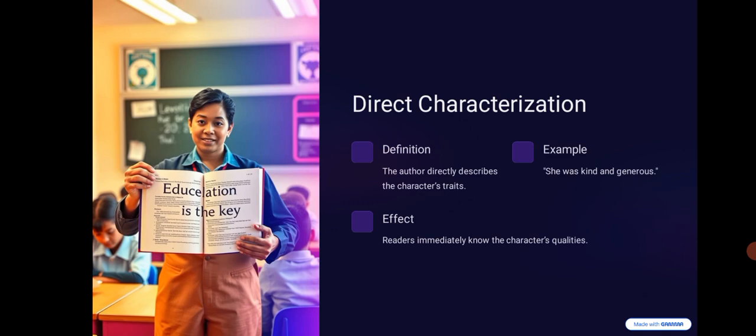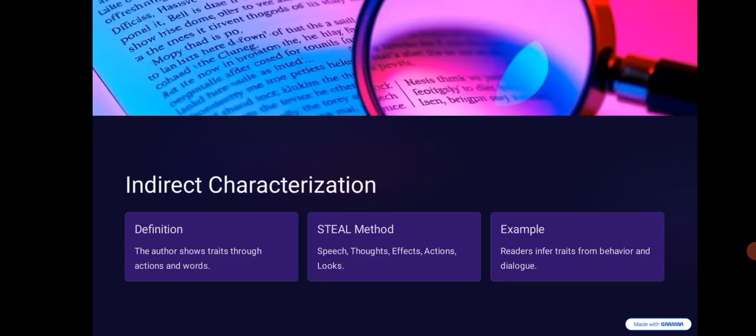Readers immediately know the character's qualities. So the writer gives you the qualities. You don't need to do any form of thinking. The character or the writer does the thinking for you. So all you have to do is just read and comprehend whatever the writer says, and you are good to go.